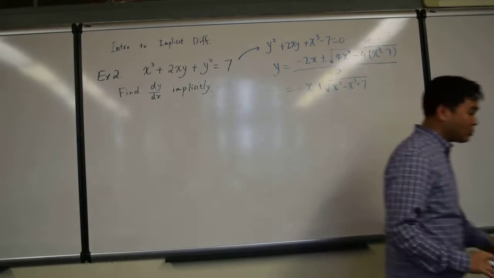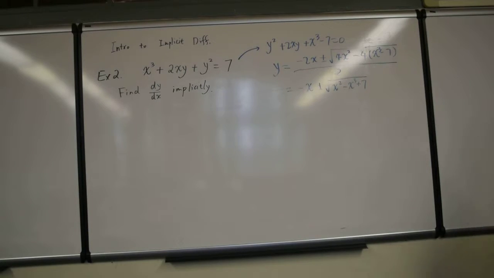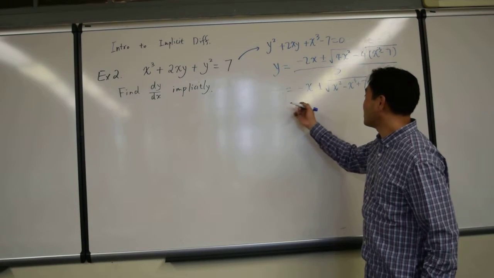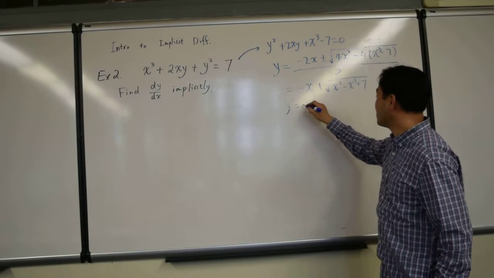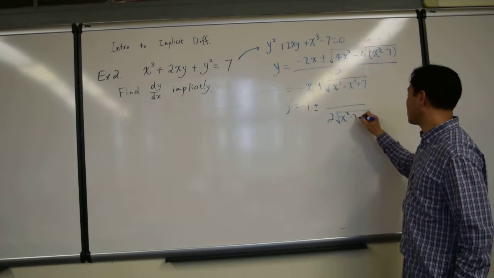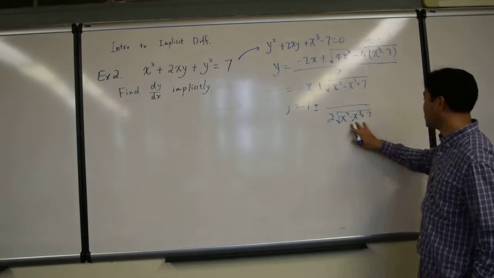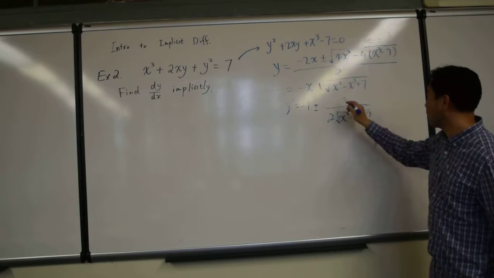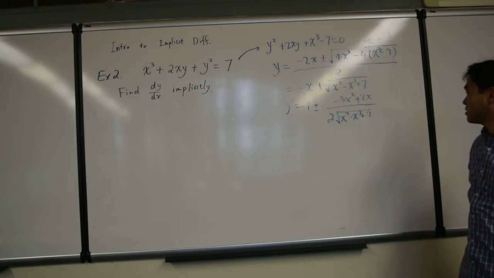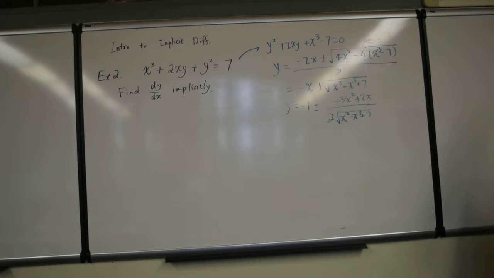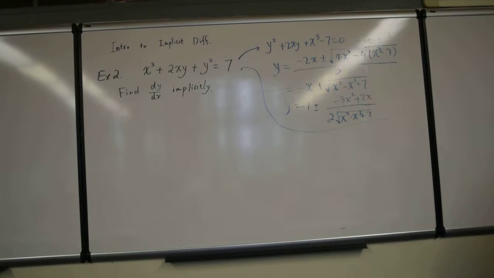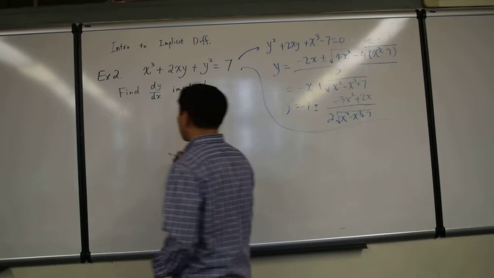So let's go back. Just for comparison, let's actually solve this explicitly. y prime is negative 1 plus or minus 1 over 2 radical x squared minus x cubed plus 7. It's at the bottom. When you differentiate the inside function and bring it to the top, it's negative 3x squared plus 2x. And that's the answer for the explicit solution. It's very ugly. Okay. Now let's go back and actually find the solution implicitly.